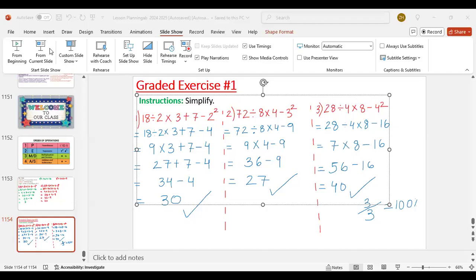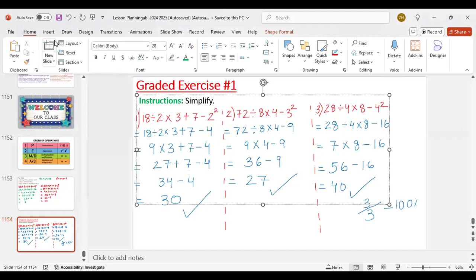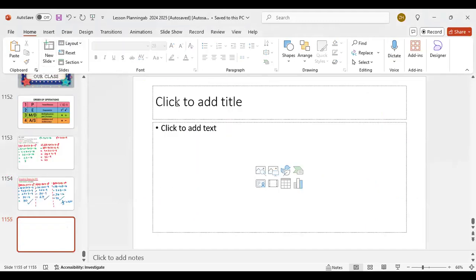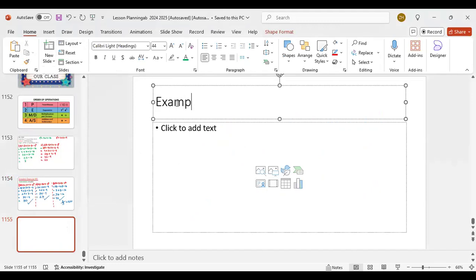Mr. Petit? Yes, ma'am. Can you? Oh, it's back. It's back. Okay, never mind. Okay, good. So let's go on and see another example. Can you go back, please, for a second? Okay, I can. Okay, more examples.